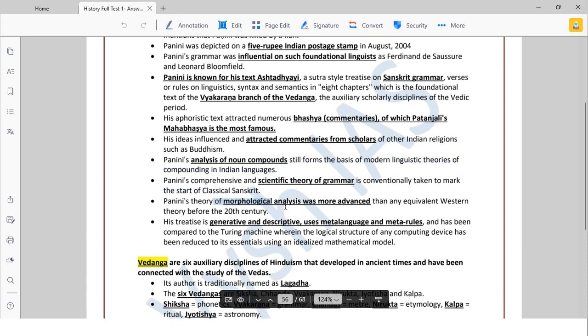Panini's theory of morphological analysis was more advanced than any equivalent Western theory before the 20th century. His treatise is generative and descriptive, uses meta-language and meta-rules, and has been compared to the Turing machine, wherein the logical structure of any computing device has been reduced to the essential. Okay, this is like what we have in modern devices, like the computer model, the mathematical model and all. Whatever he had written in that BC timeline is kind of equivalent to what the computer-generated models are now. Okay, so this is about Panini, and it's very, very important.